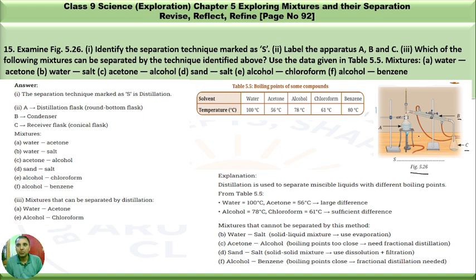Then the third part of the question is, which of the following mixtures can be separated by the technique identified above? Use the data given in table 5.5. Mixtures: A, water and acetone; B, water and salt; C, acetone and alcohol; D, sand and salt; E, alcohol and chloroform; and F, alcohol and benzene. Let us answer the first part of the question.